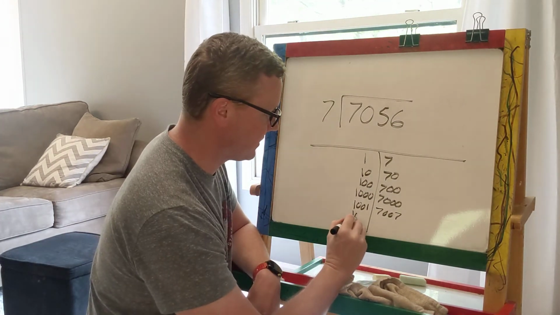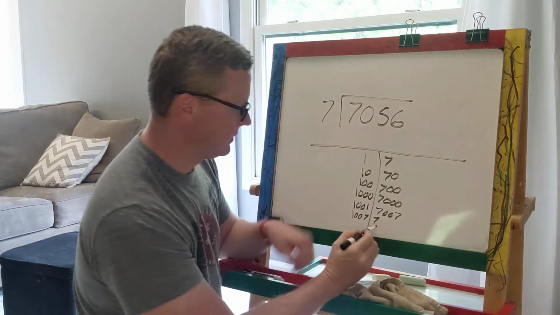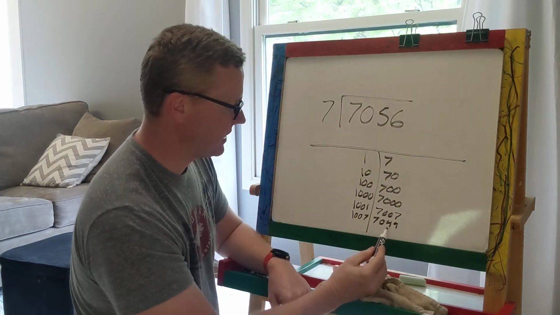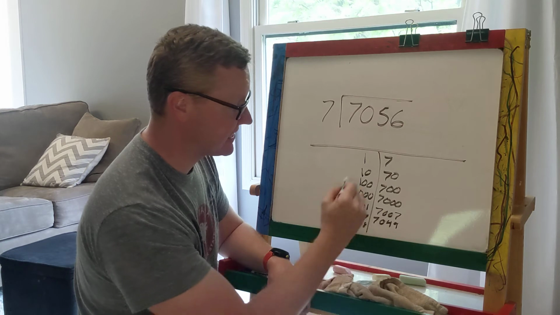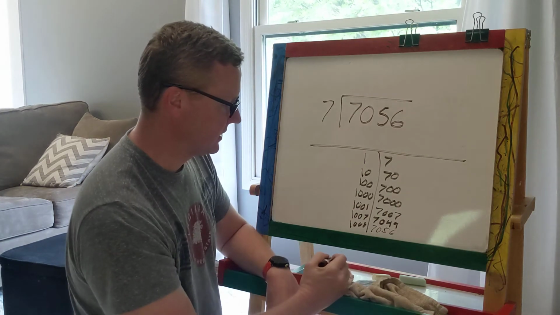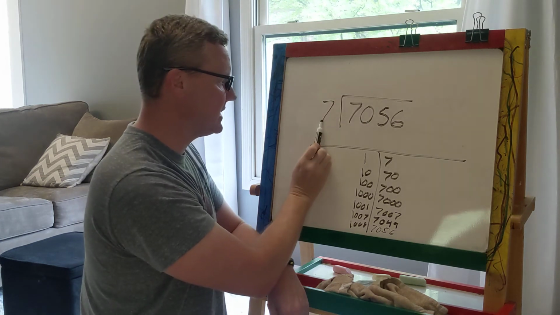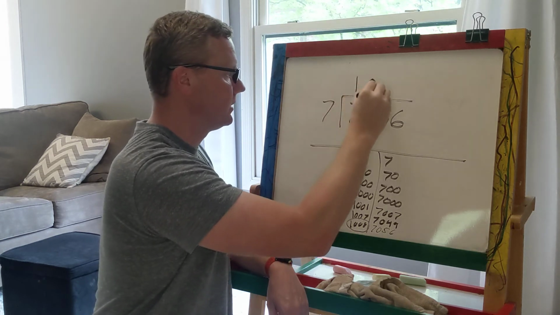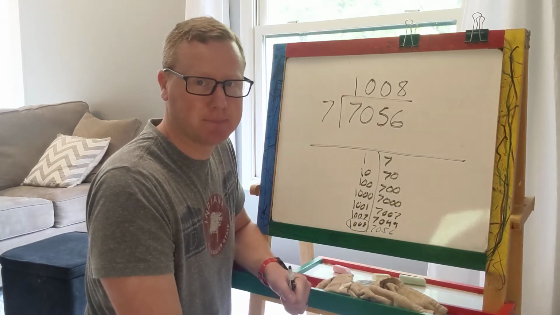So if I go 1,007, that gets me 7,000. And then what's the last part? 49, just like I said. Almost there. So 1,000, I'm going to add one more. 8. So I have to add 7 on this time. 7,056. So 7,056 divided by 7 equals 1,008. And I made sure to line up my place values.